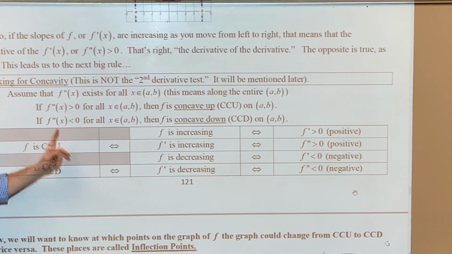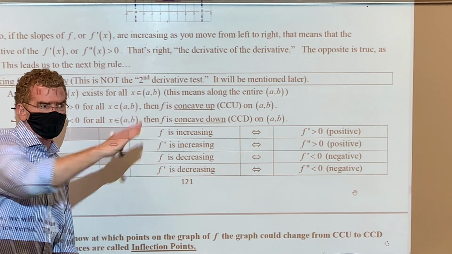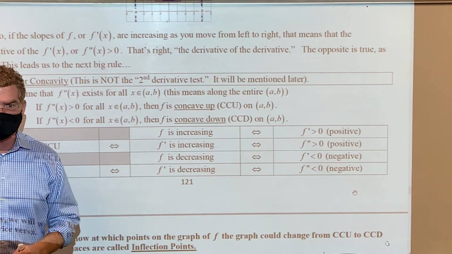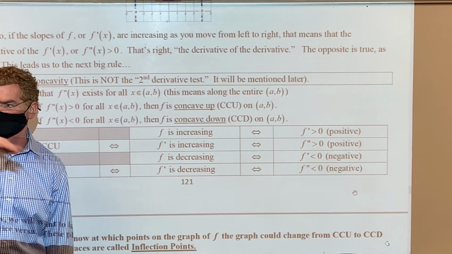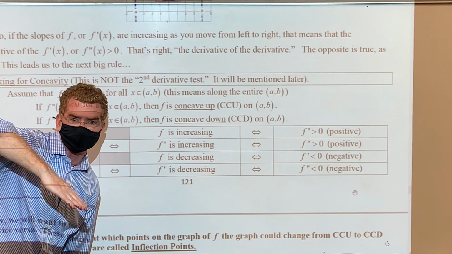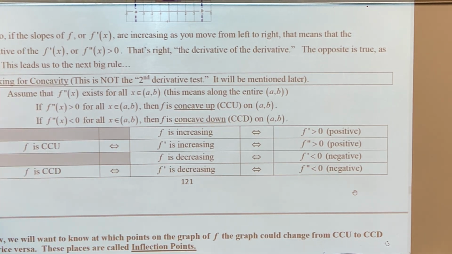If you ever check a value, you're going to do this the same way you check for increasing and decreasing. You're going to make a little number line, and you're going to check values. And if you get negative values for the second derivative, you're going to go, oh, it must be curved downward. Just like if you got negative values for the first derivative, you went decreasing. It's a separate little check that we're going to use to really help sketch out this graph nicely.